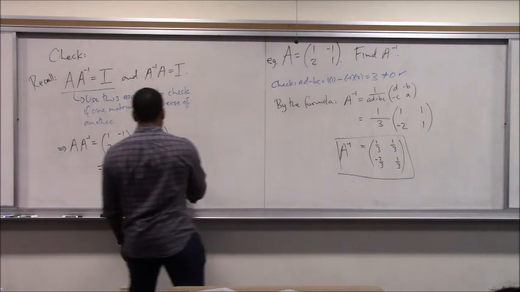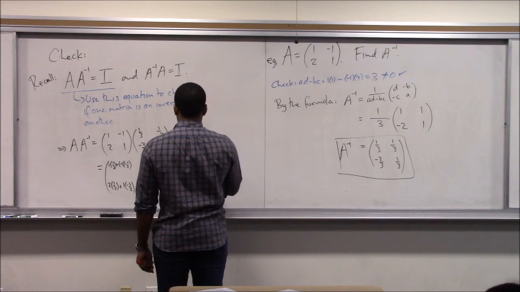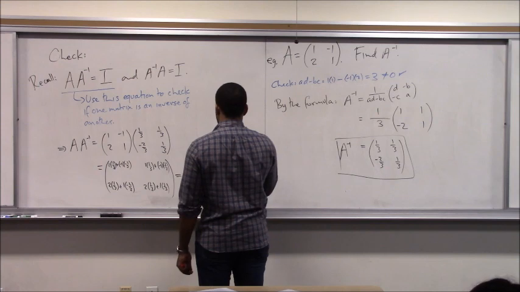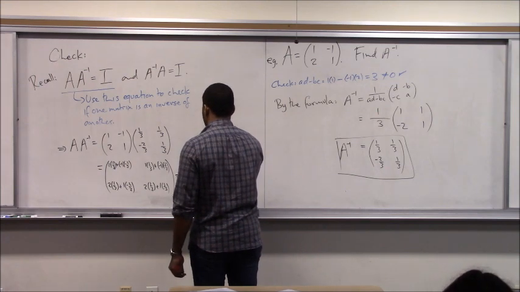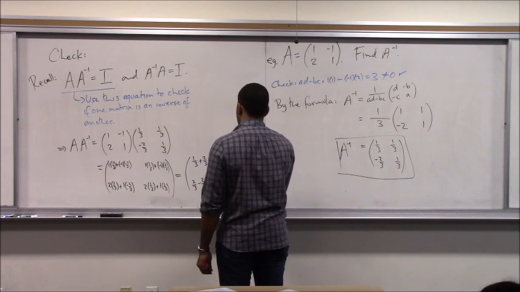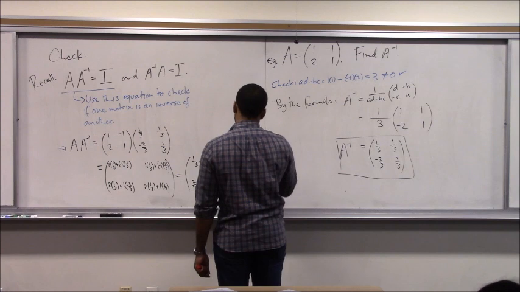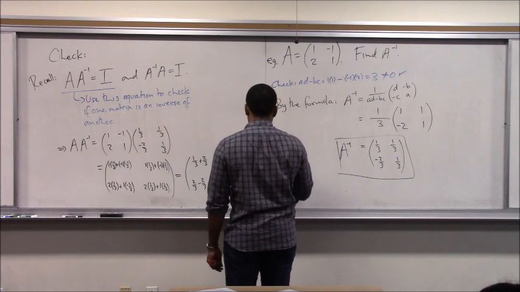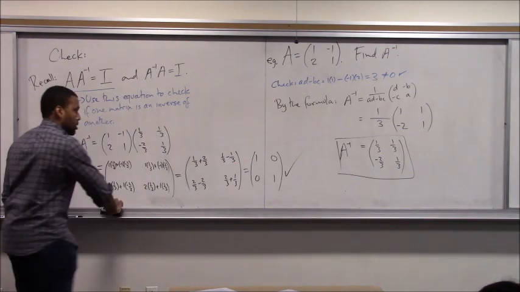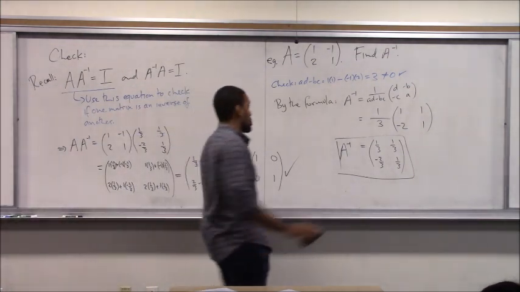If you were to simplify this a little bit, you would get 1/3 plus 2/3. Here you would get 1/3 minus 1/3. Here you would get 2/3 minus 2/3. Here you would get 2/3 plus 1/3. And if you simplify that, you will get 1, 0, 0, 1. So when I multiply these two, I get the identity as the result.